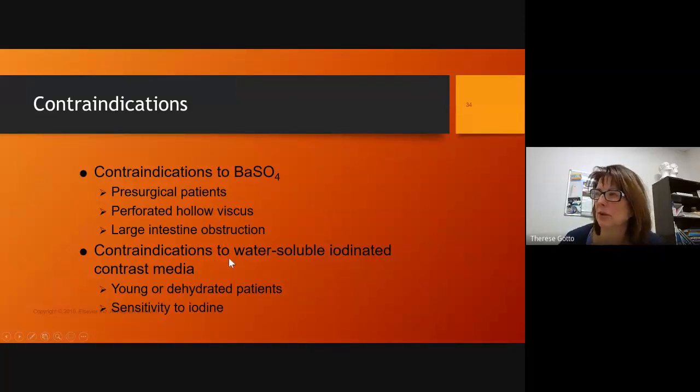Contraindications to Gastrografin or water-soluble contrast can be younger patients, anybody that's dehydrated, because these iodinated contrasts do dehydrate you even more, or if you're allergic to iodine.